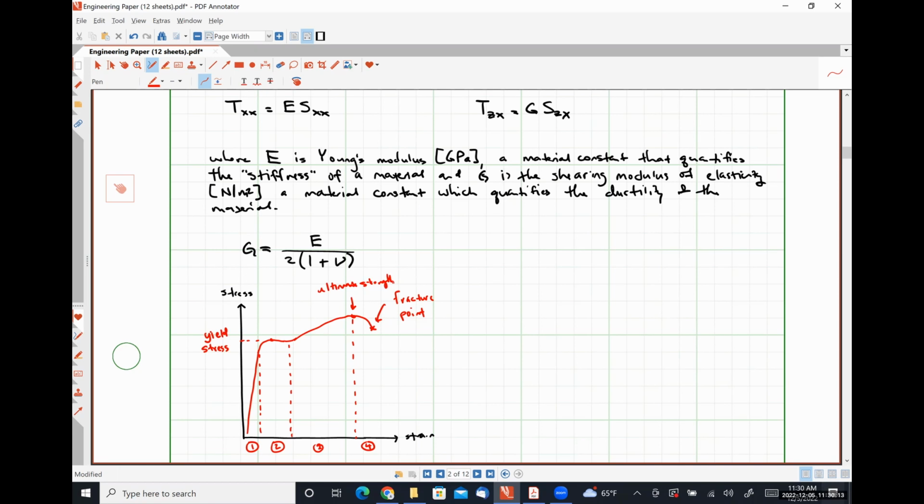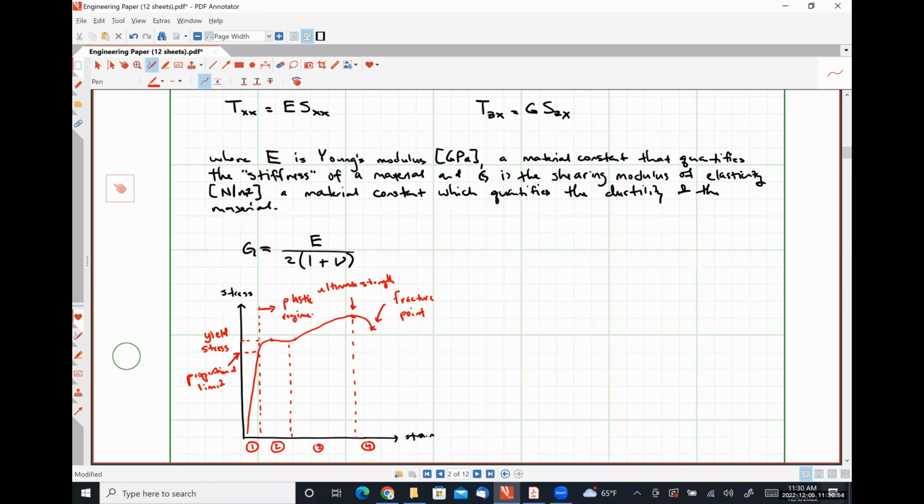And let's see, around right here is what we're going to call our proportional limit. And I'm going to continue this line up. Everything to the right of region 1 will be the plastic regime. All right. So, pardon me, my nose is itching like crazy.